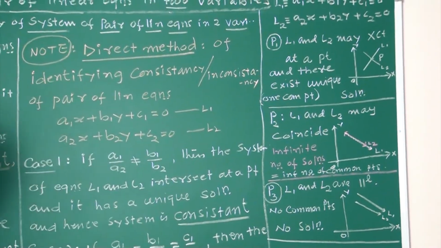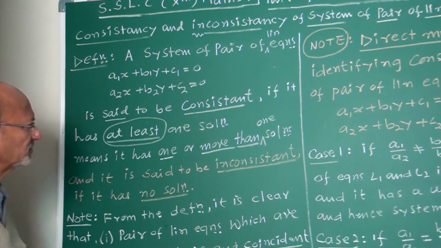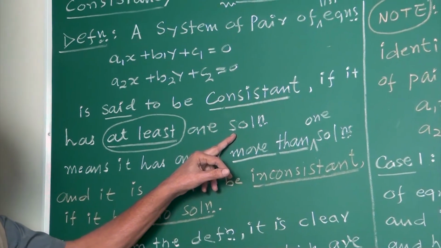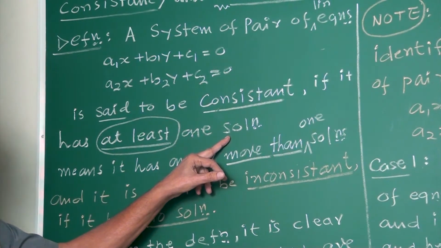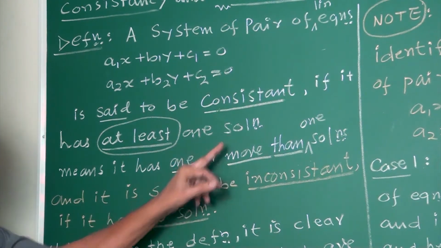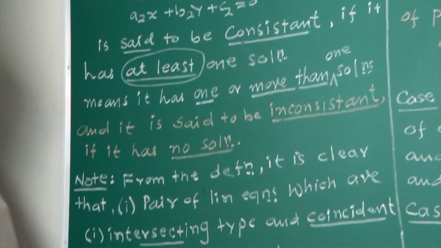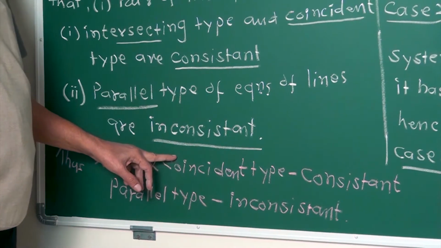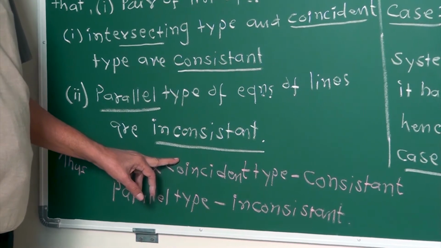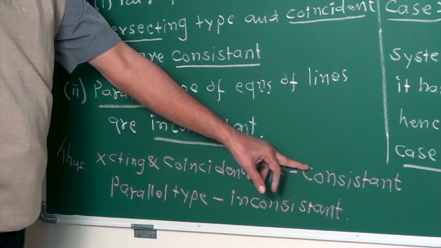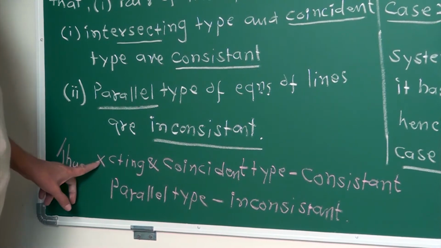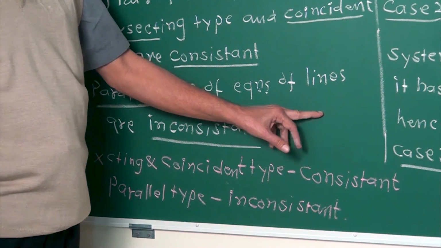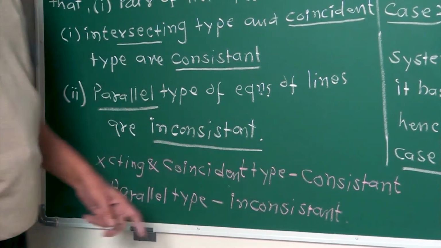So, with the help of these definitions, for a consistent system a solution exists, and the solution may be one or more than one. In the intersecting case, there is one solution, so the system is consistent. In the coincident case, the system has more than one solution, so the system is consistent. Therefore, intersecting and coincident types of equations are always consistent.